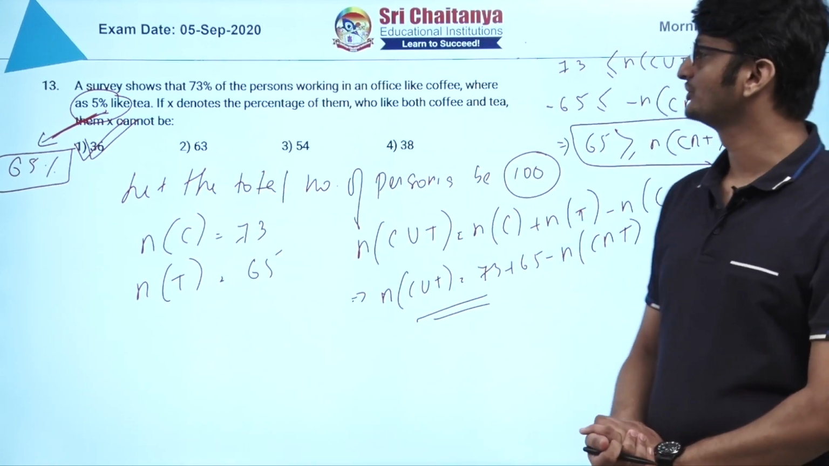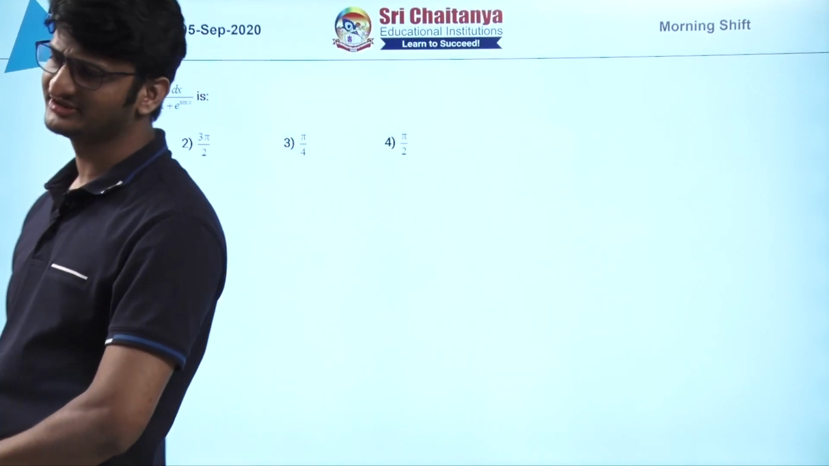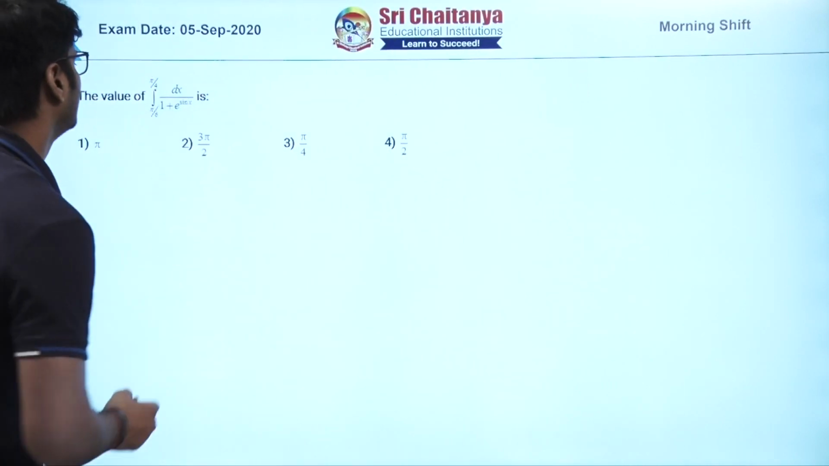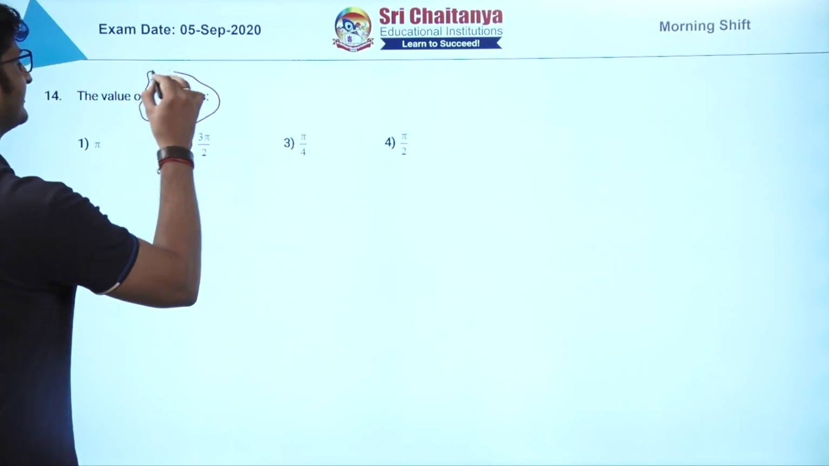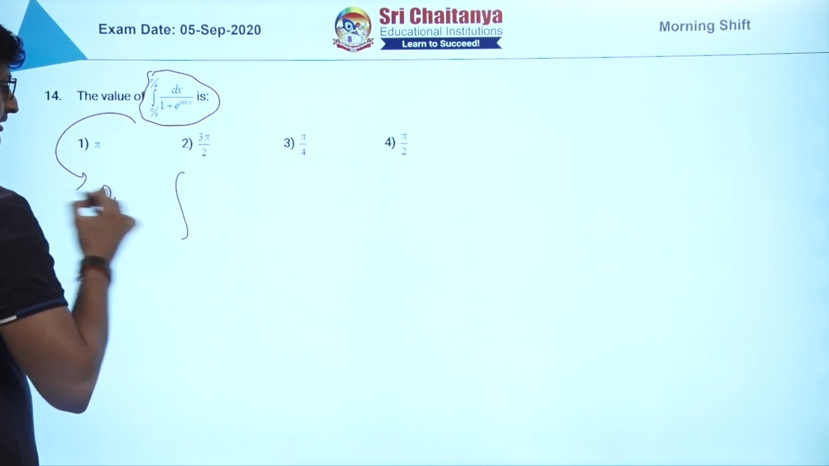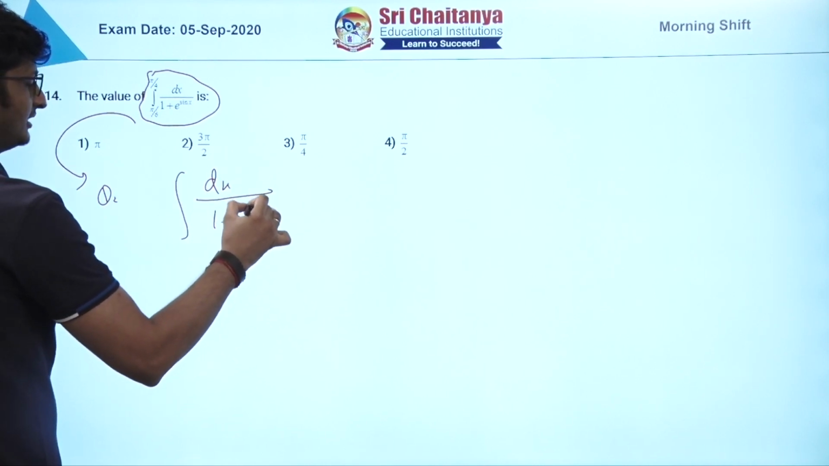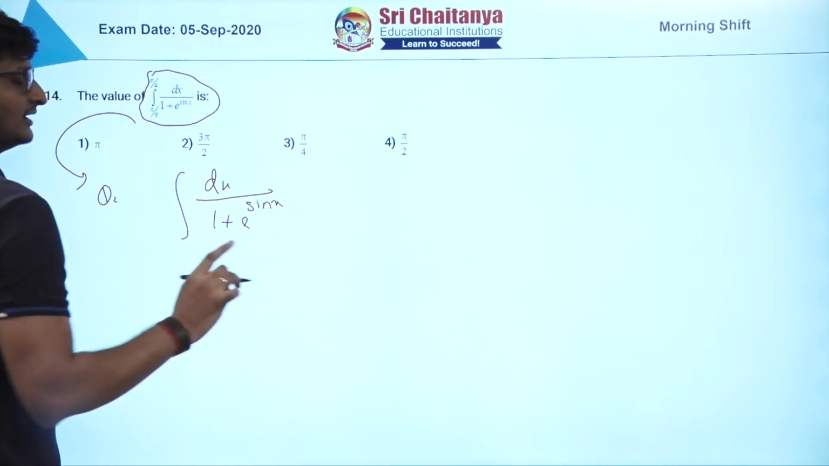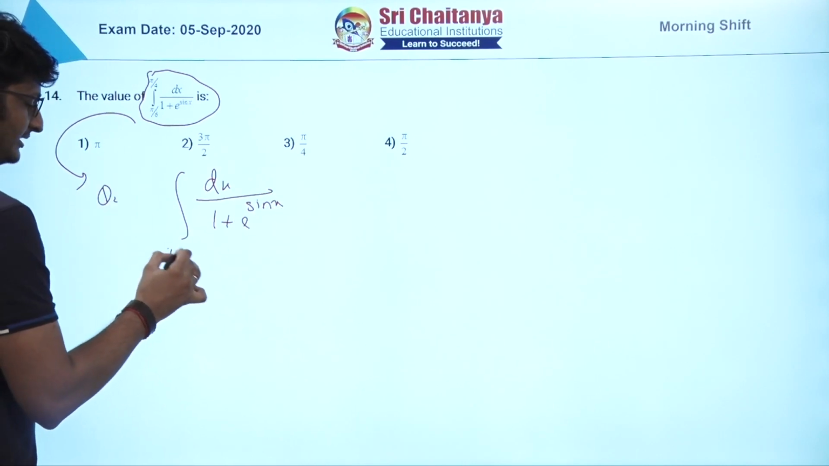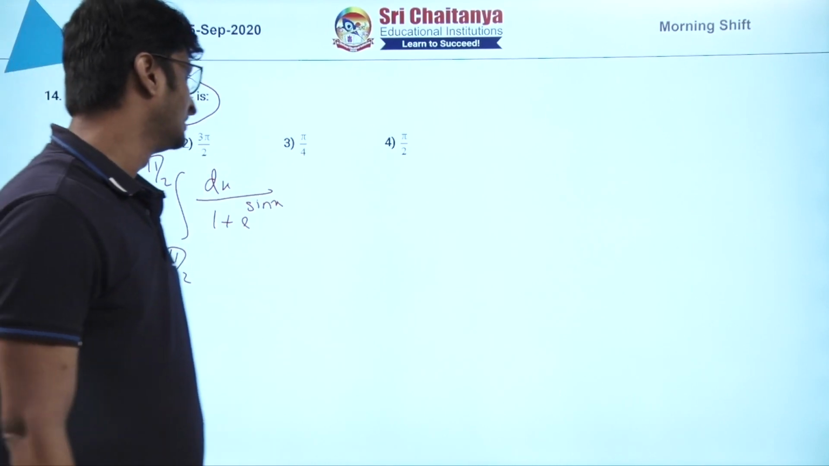Let us move to the next question. Yeah, here there is again some printing mistake. Note it down, let me rectify the mistakes. The actual question is the integral of dx upon 1 plus e to the power sin x. The limits are symmetrical, from minus pi by 2 to pi by 2. Okay, this is the rectification.